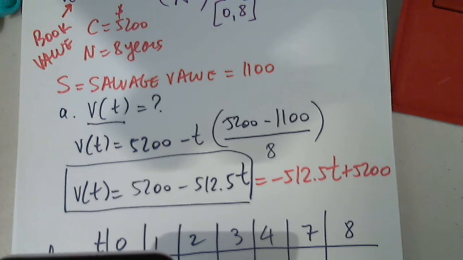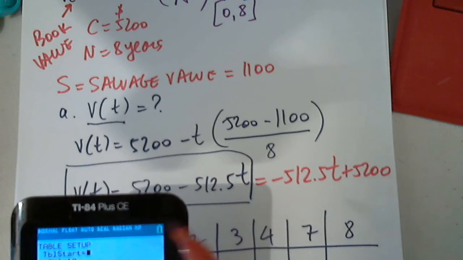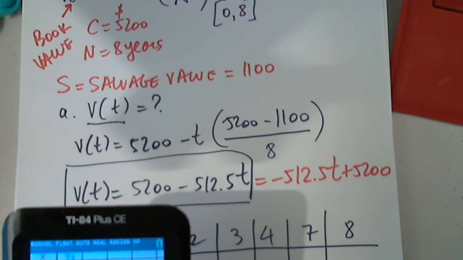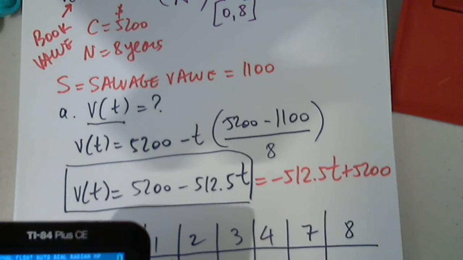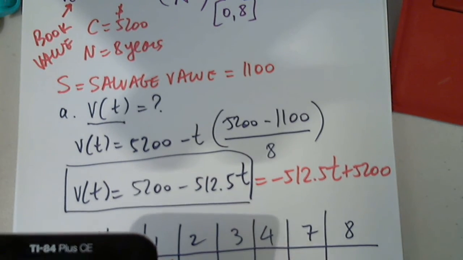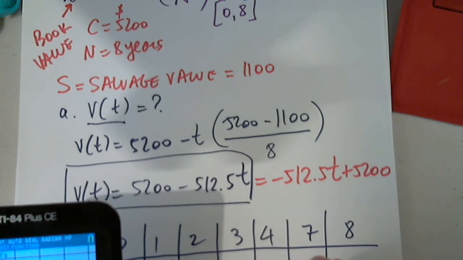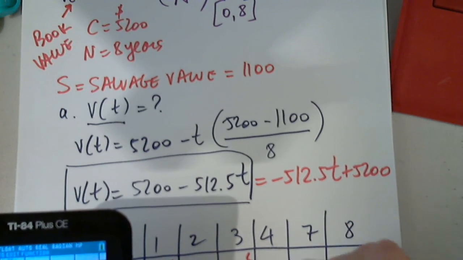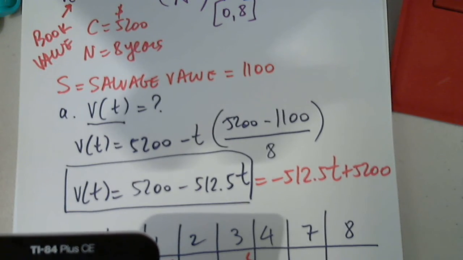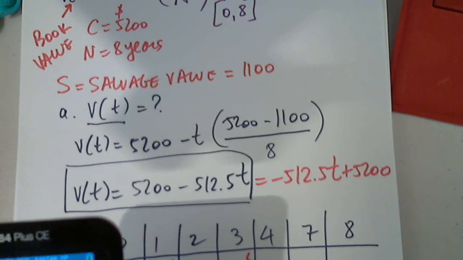So the table, the independent variable has to be in ask mode, so you can put in the values you want. So 2 is already in there by chance, 4175. 3 is already there, again by chance, 3662.5. 4, and then 7, and then 8.